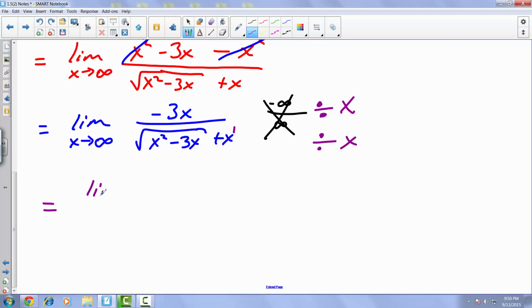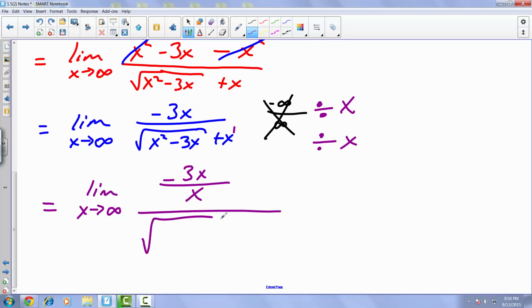And as a result, we end up then with the limit as x goes to infinity of negative 3x on top over, dividing it now by x, all over the square root of x squared minus 3x. Well, again, when you're dividing by just x, that's the exact same thing as saying the square root of x squared. So as a result, instead of us dividing it by x, we're actually going to replace it with this x squared plus x, and again, we're dividing this bottom by x.